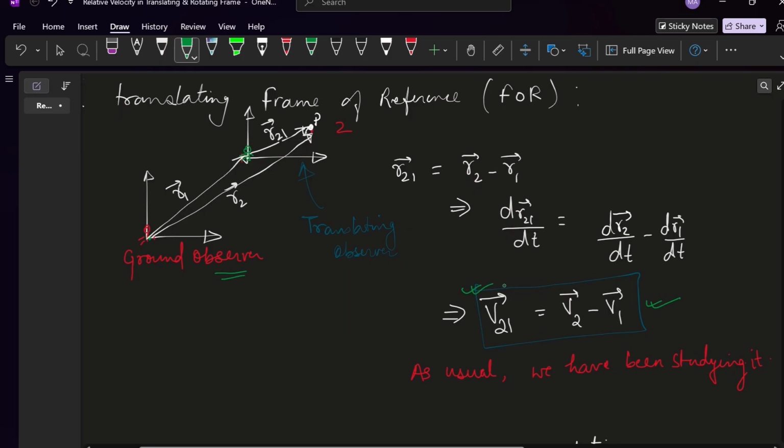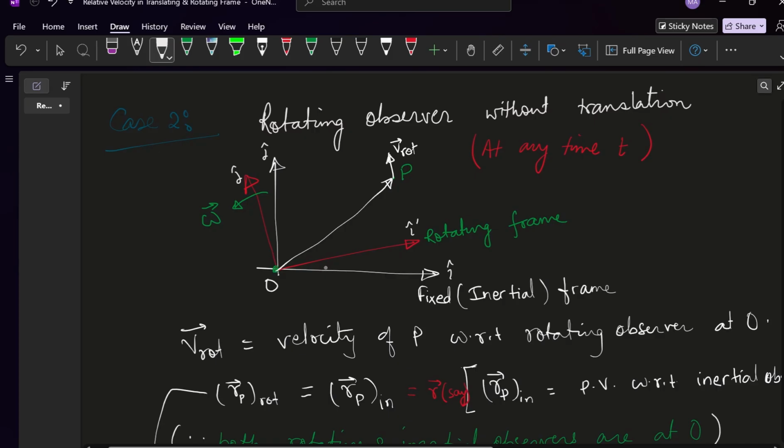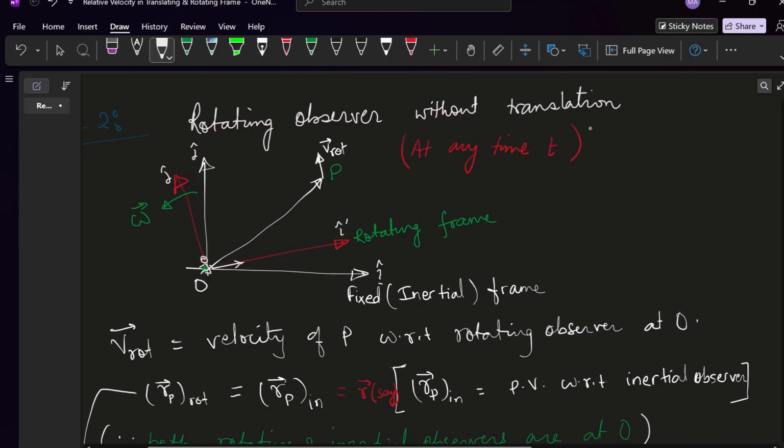Now I'm going to take up the next case, which is the difficult one. Let's see case number 2, when the observer is rotating without translation. Here, let's say this is a fixed inertial frame, with I cap, j cap shown like this, and this one is fixed. And this red one is a rotating frame, which means the observer here is rotating. It means his coordinate axes keep on rotating, right? So what will be the velocity of this point?